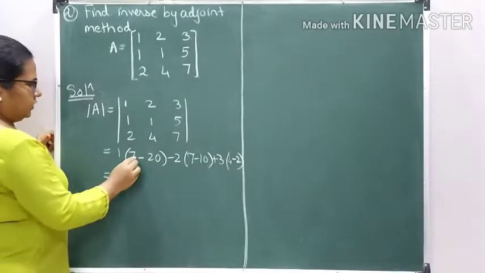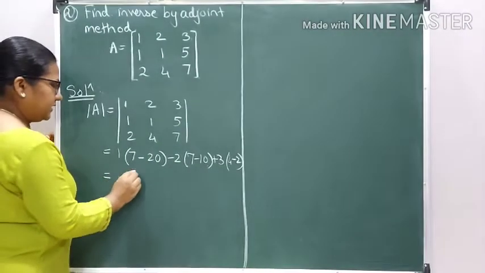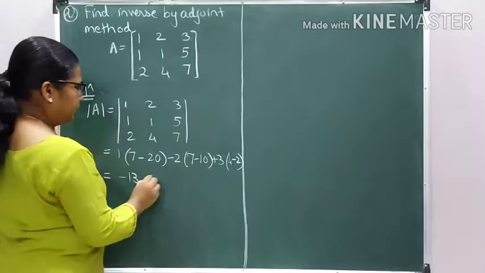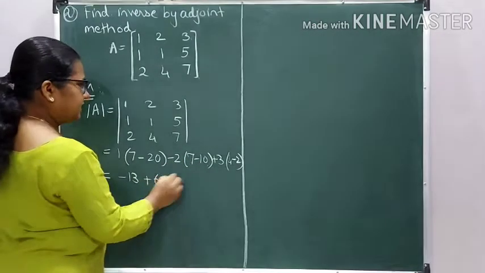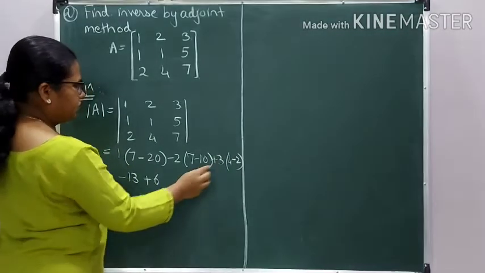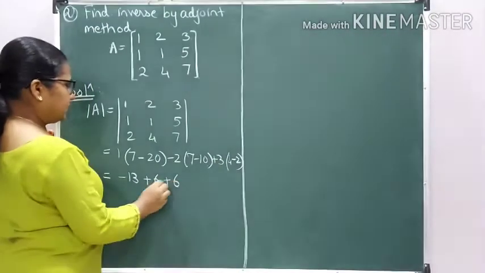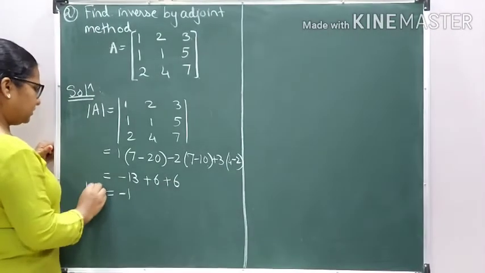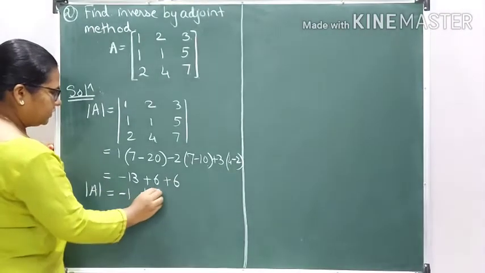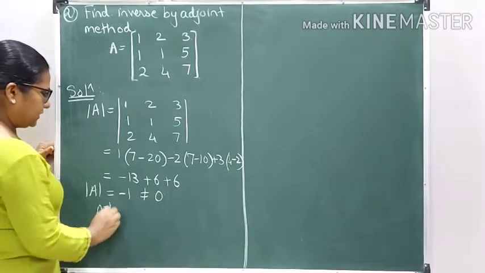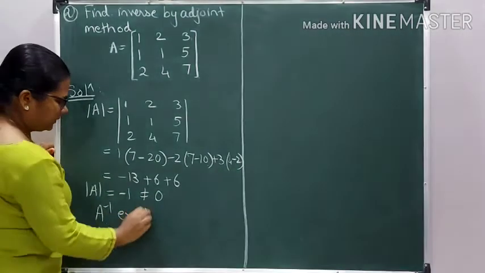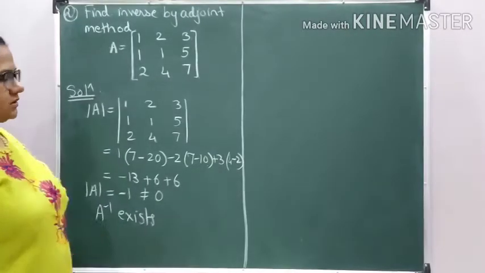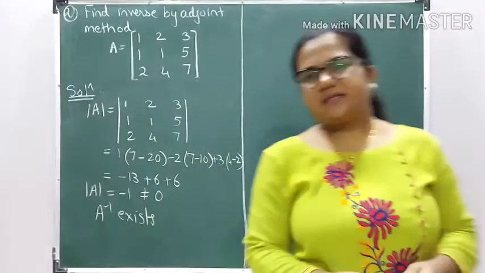7 minus 20 is minus 13. Then 7 minus 10 is minus 3. Minus 2 into minus 3 is plus 6. 4 minus 2 is 2, and 3 2s are plus 6. So 6 plus 6 is 12, minus 13, so this is minus 1. So the determinant of A is minus 1, which is not equal to 0. Hence A inverse exists. Now we have to find the minors and the cofactors.